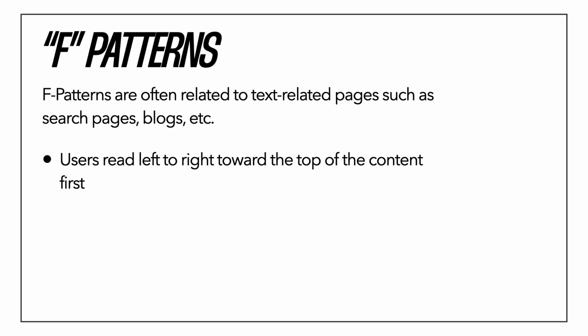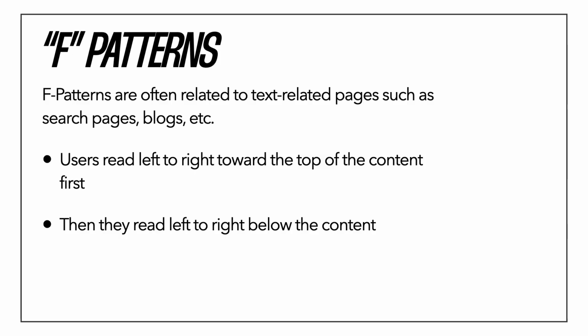The F pattern, like we talked about earlier, often relates to text-related pages, such as search pages or blogs. Users read left to right towards the top of the content first, and then they read left to right below the content. This is also a cultural thing, where in America we read from left to right, but for those of you who might be familiar with something like Japanese books or Japanese mangas, comic books, those run from right to left. You have to read them right to left because it's different culturally.